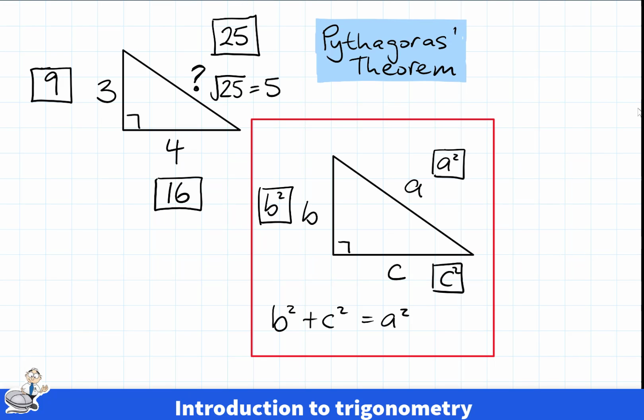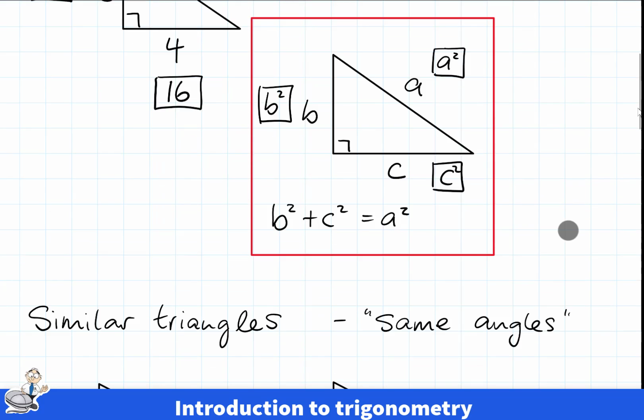Pythagoras' theorem says b squared plus c squared is equal to a squared, or the square on the hypotenuse is the sum of the square on the other two sides. I think it's easy to do that maybe without the algebra if you can.